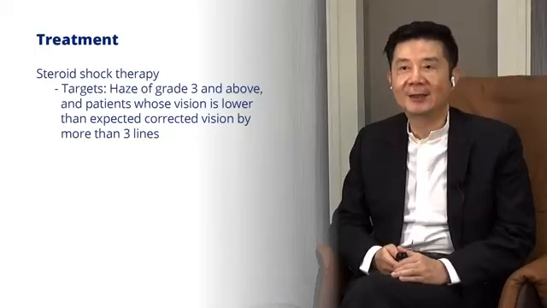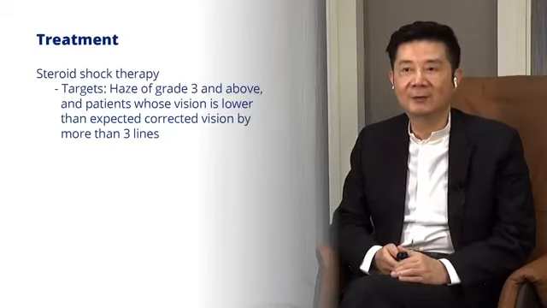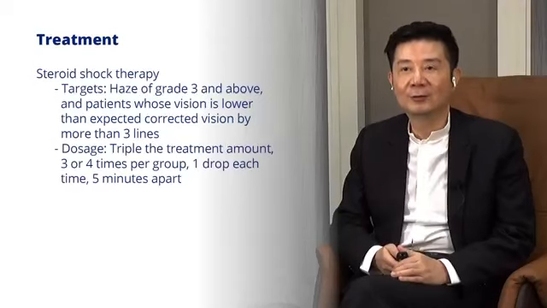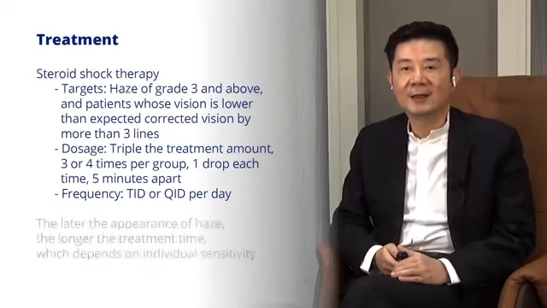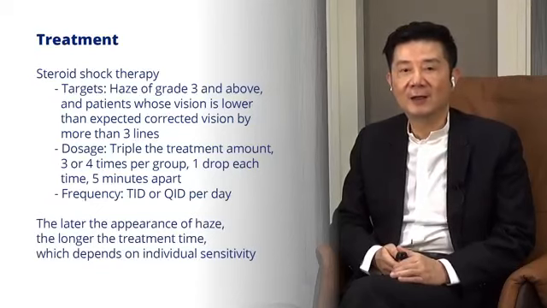Treatment of severe haze by steroid therapy may be effective. The targets are grade 3 or grade 4 haze, and patients whose vision is lower than expected best corrected vision by more than 3 lines. The dosage is as follows. Triple the treatment amount: 3 groups of 1 drop every 5 minutes for each group. The frequency is TID or QID per day. The later the appearance of haze, the longer the treatment period needed. It also depends on individual sensitivity.